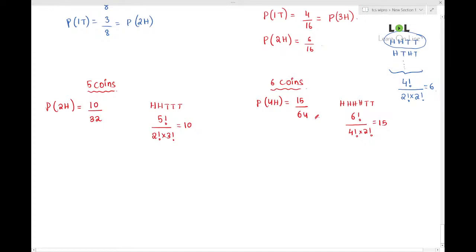So it doesn't matter whatever the number of coins, people, we can simplify like this and directly get the answer. Did you understand this concept? Did you understand this concept, everybody? So far, whatever I told you, did you understand this?